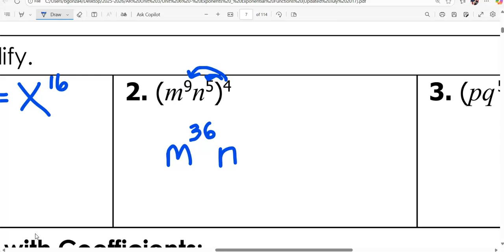And then 5 to the power of 4, you multiply. 5 times 4 is 20. Should I add these together? No, because the base is different. You can only add the powers if you're multiplying the same base. Cool?